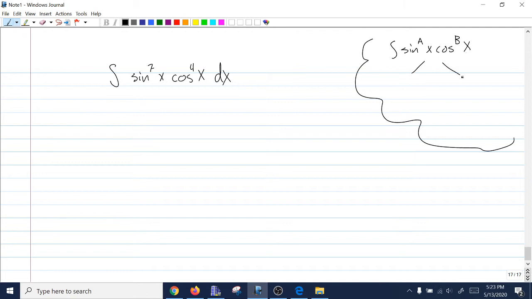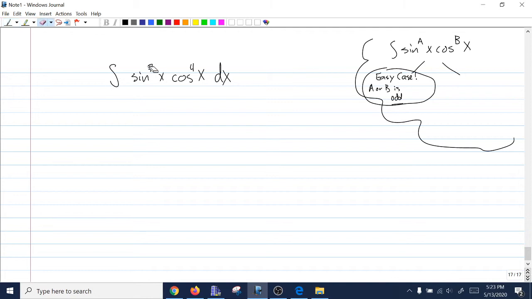And there's two versions. The good, easy version is if A or B is odd. You're hoping for an odd power of sine or cosine. That's the easy case. And we are in that case now. I have 7 sine x's.